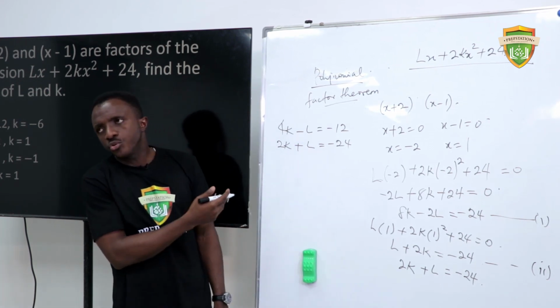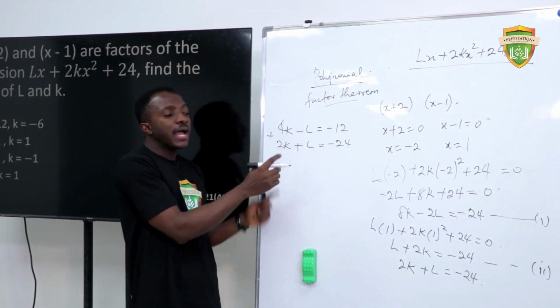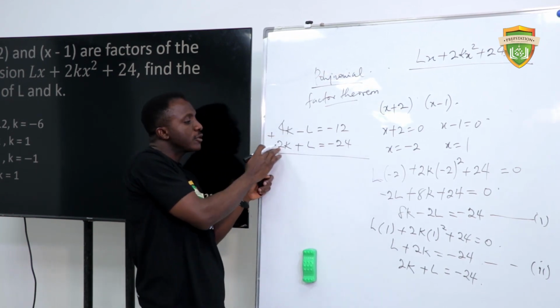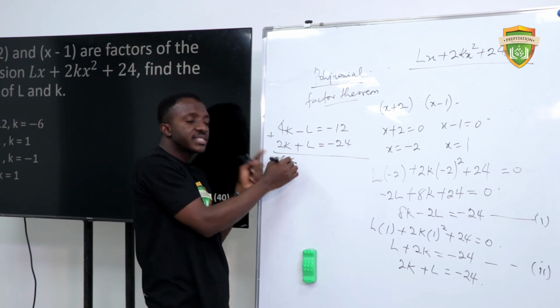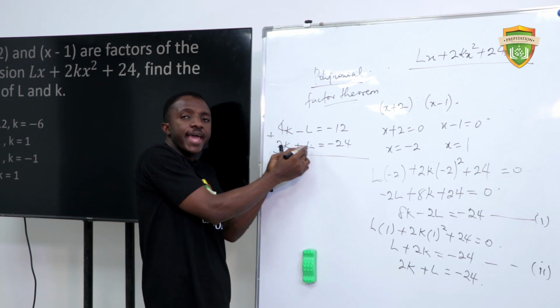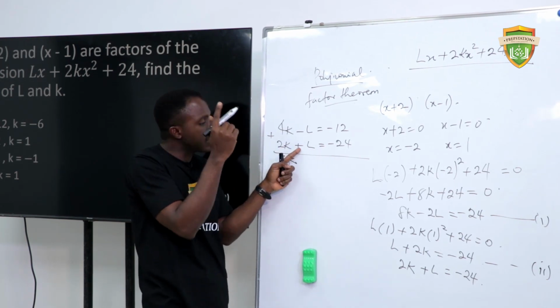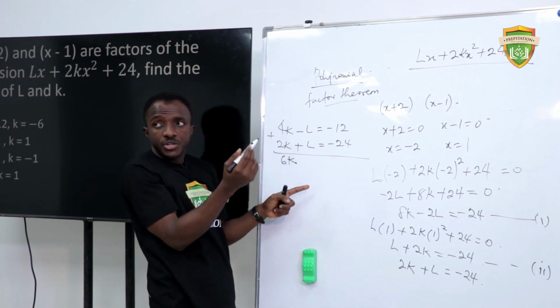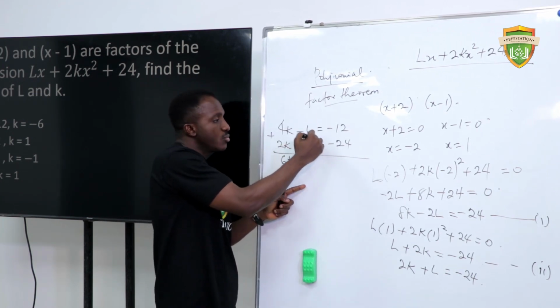So the easy thing to do here is just to add. If I add these two equations, 4k plus 2k will be 6k. Now take note, minus L plus L. Plus times plus, remember our last class, is plus. Minus L plus L will be 0, so the L's will cancel out.